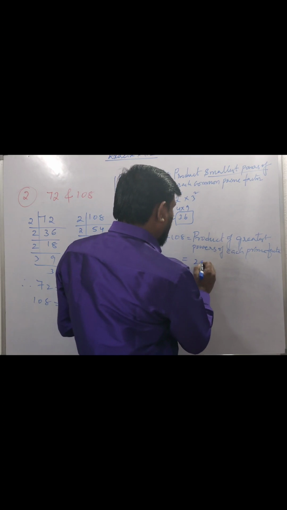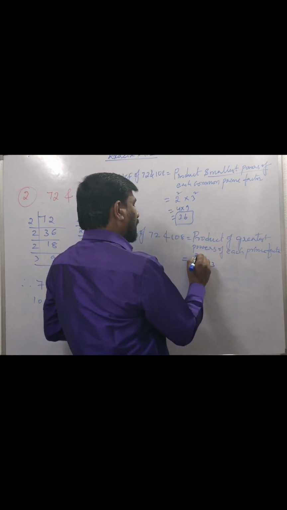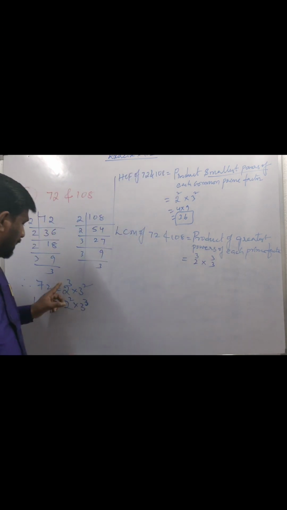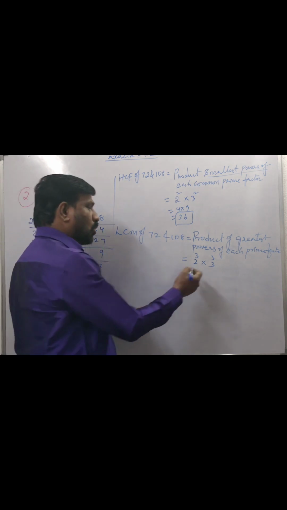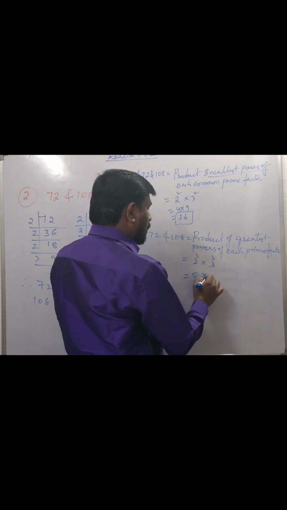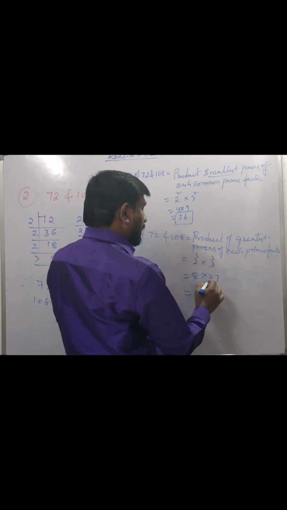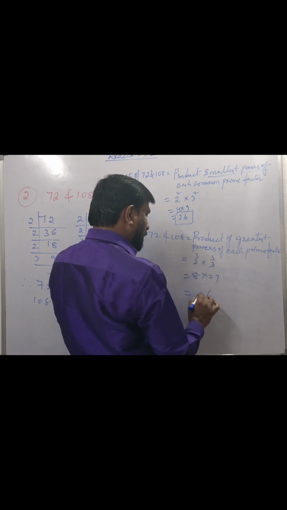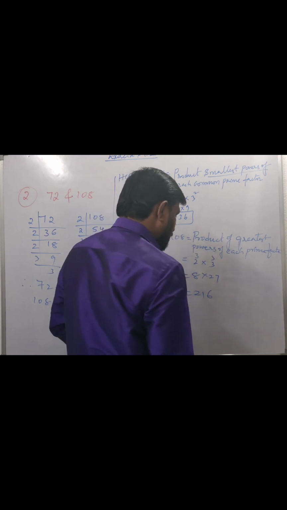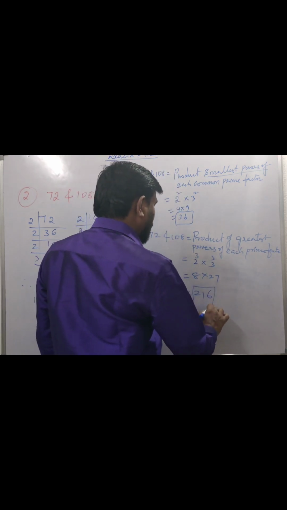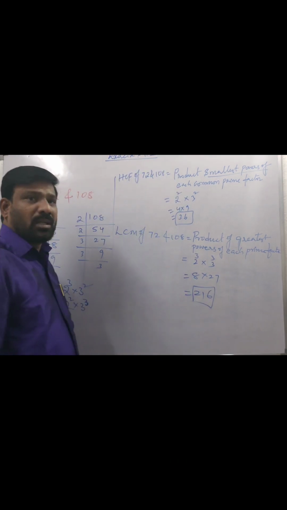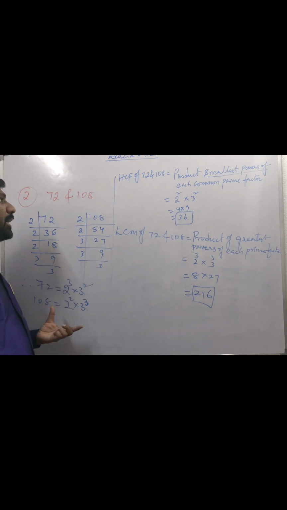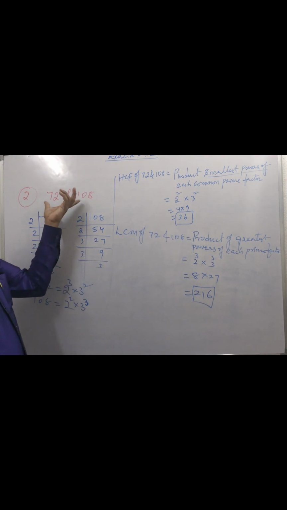So 2 and 3 you write and assign the highest power. I think in both the cases 3 is the highest power. So 2 cube into 3 cube, 8 into 27. 27 8s are 8 7 56, 8 2s are 16, plus 5, 216, right? So this is your LCM. Clear? This is prime factorization for finding HCF and LCM.